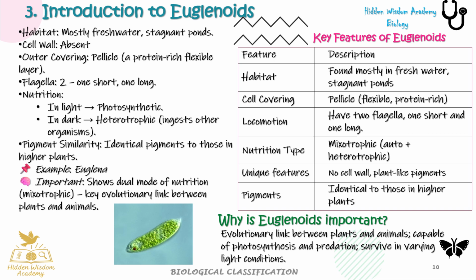Why are euglenoids important? 1. Evolutionary link between plants and animals. 2. Capable of photosynthesis and predation. 3. Survive in varying light conditions.